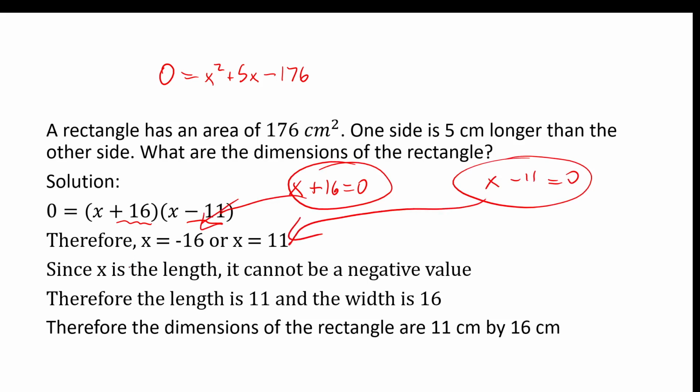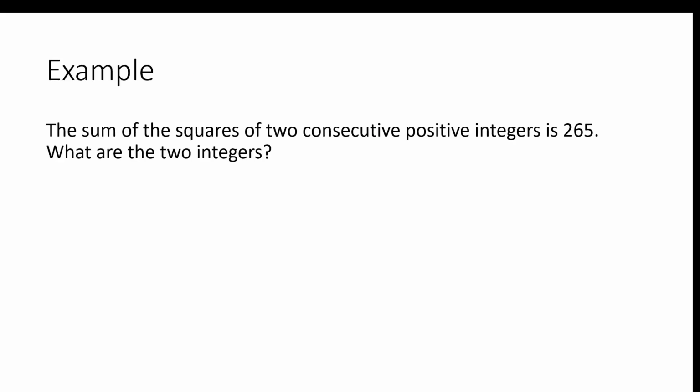Now, x, if you recall, represents a length, so it can't be negative. So there's no way x is negative 16. Therefore, we can say x is 11. And remember, the width is going to be 5 centimeters more, so the width will be 16. So to answer the question, what are the dimensions of the rectangle? The answer is 11 centimeters by 16 centimeters.